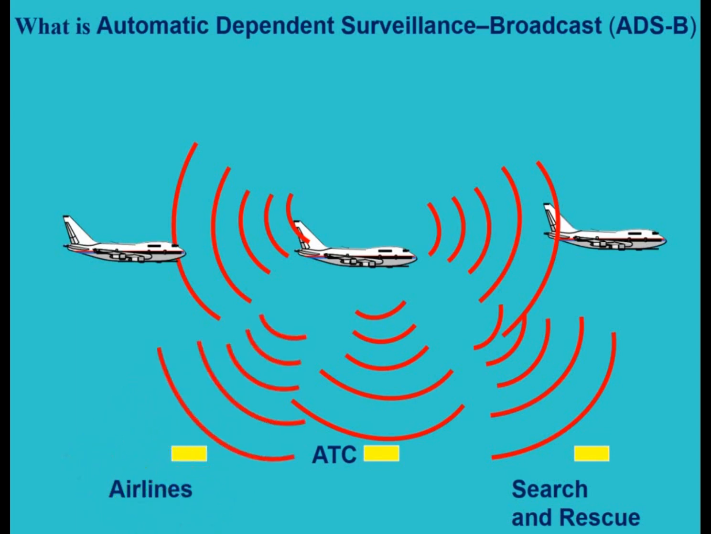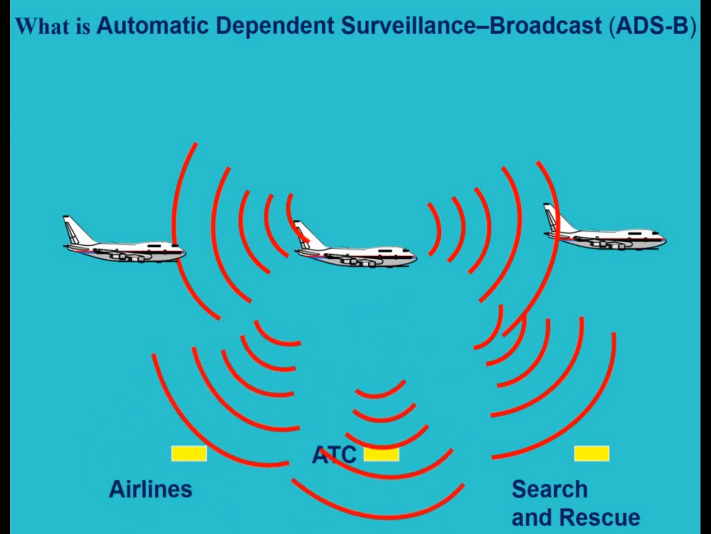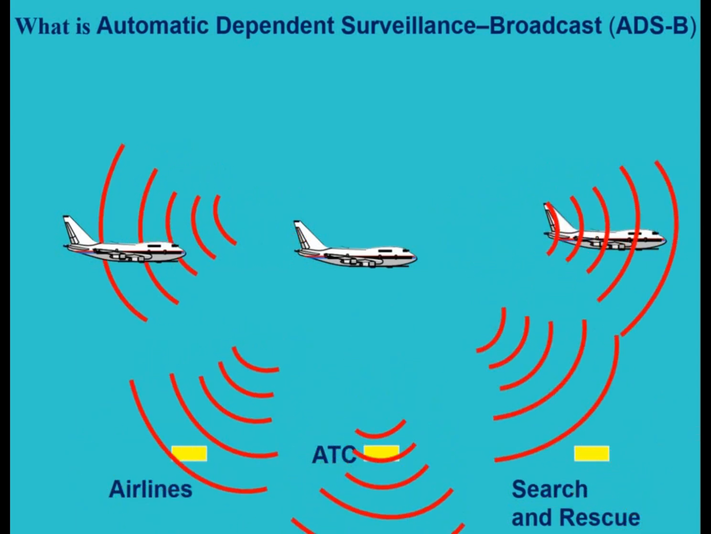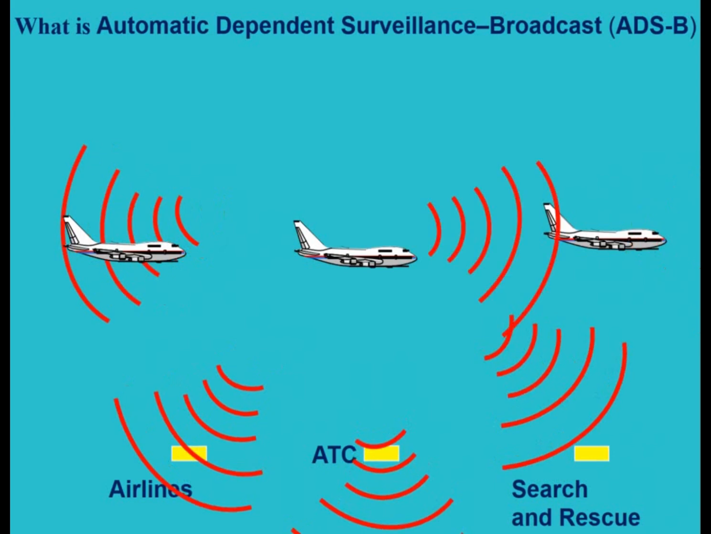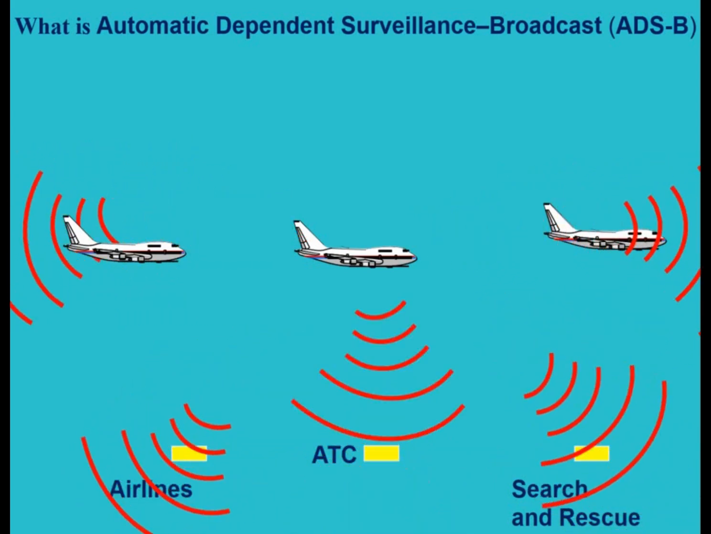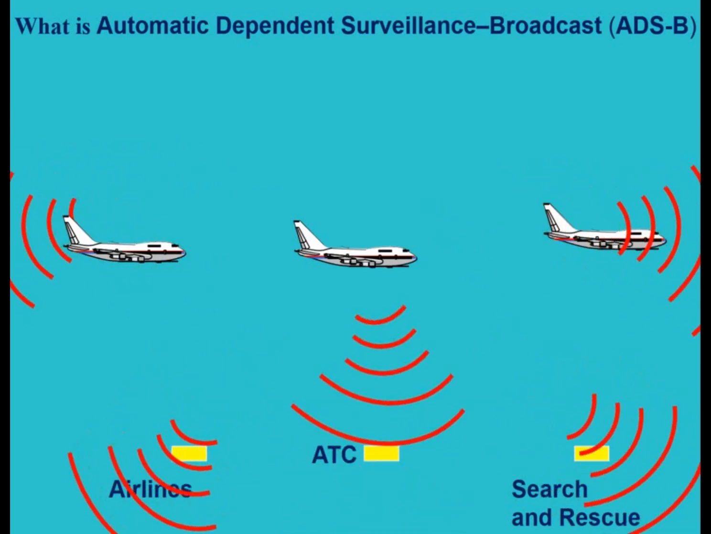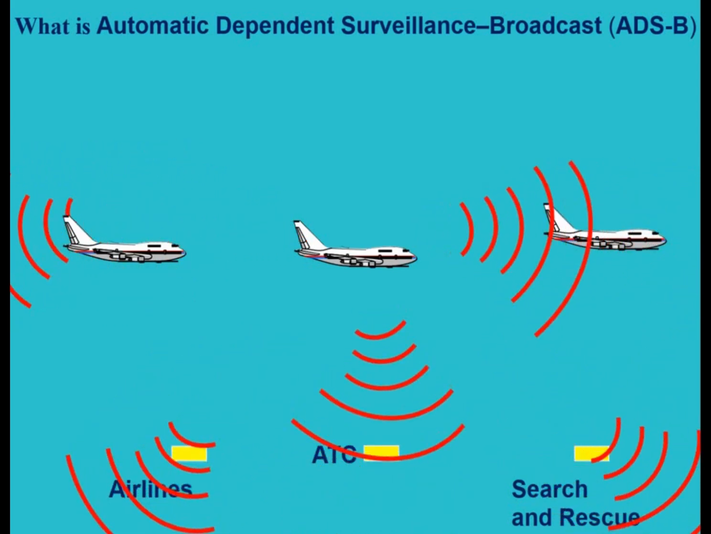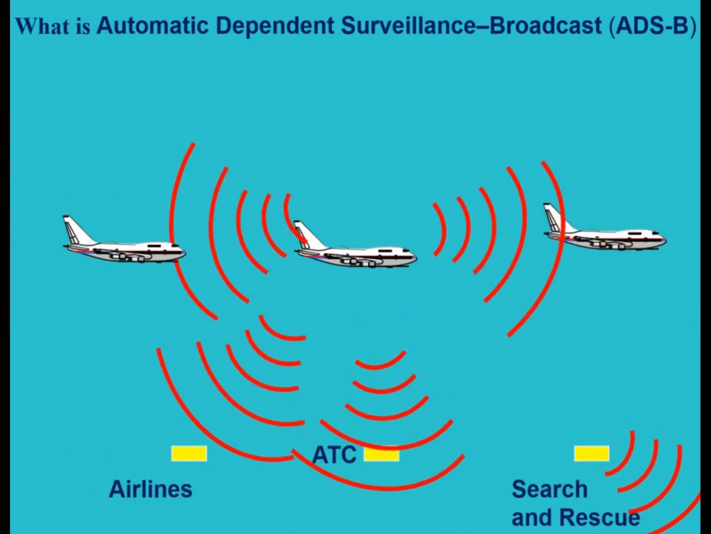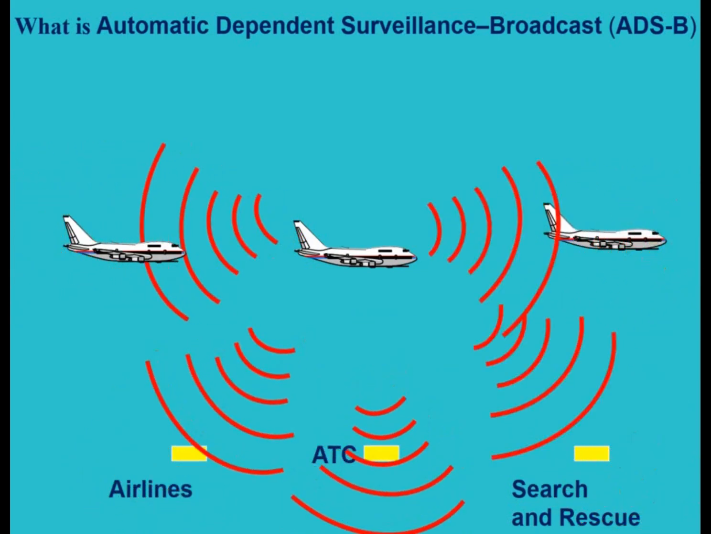These can be airlines, air traffic controllers, search and rescue, or any other aircraft in the vicinity. The aircraft originating the broadcast normally has no knowledge of which systems are receiving the broadcast. Any air or ground-based user may choose to receive and process this information.